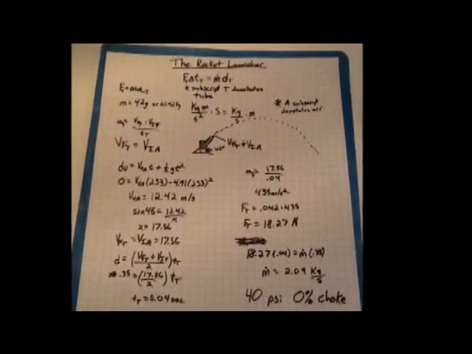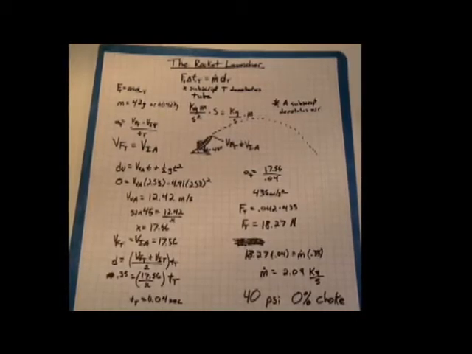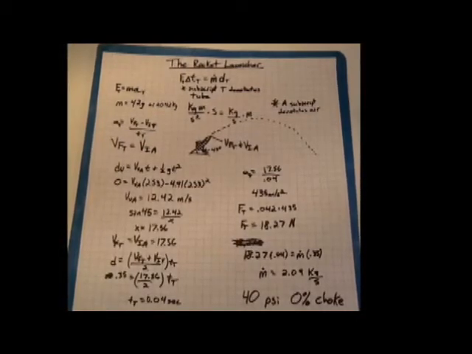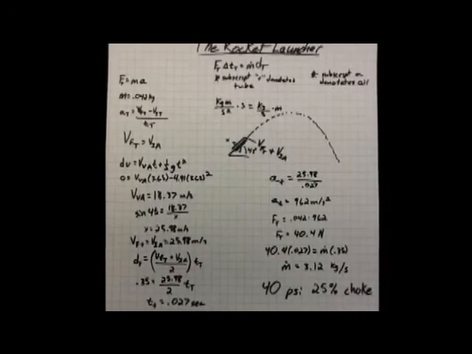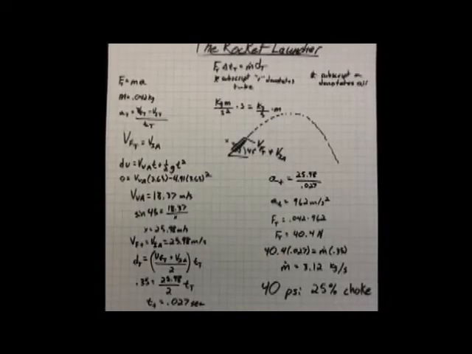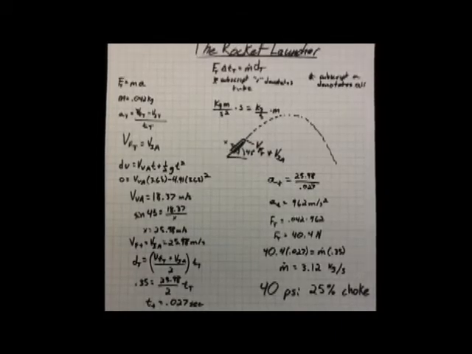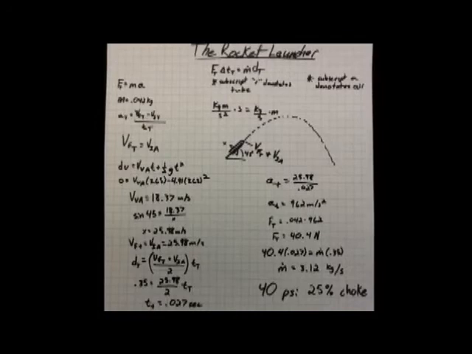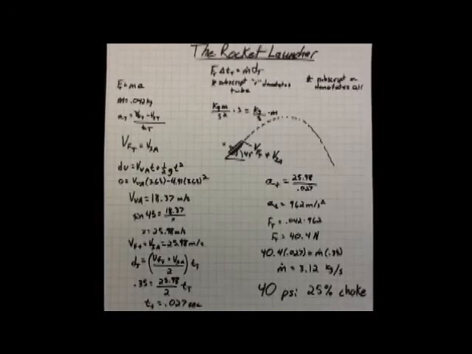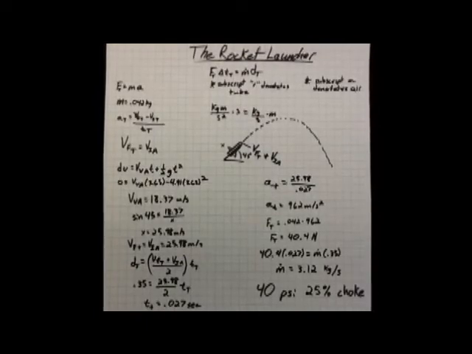These numbers are then used to find the mass flow rate, which is 2.09 kilograms per second under 0% choke and 40 psi. By using the same process, we were able to find that when the flow was constricted by 25%, m equaled 3.12 kilograms per second. In addition to increases in the value for m, we saw large increases in the magnitude of the acceleration, velocity, distance, and time the rocket was in the air. We saw a large decrease in the time the rocket remained on the tube as well.